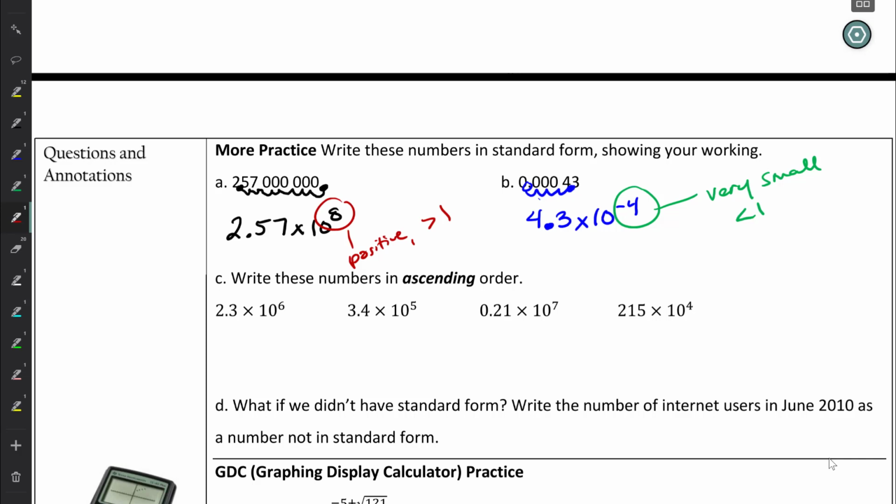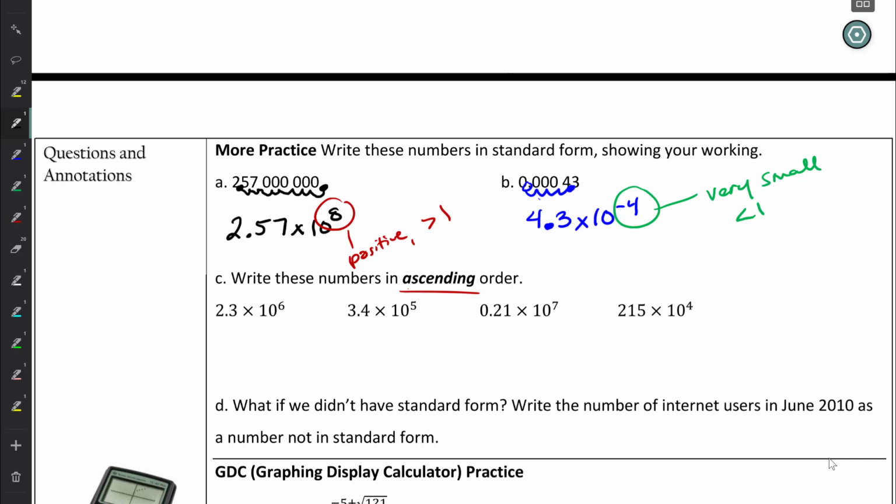Okay? Now, writing these numbers in ascending order, let's go ahead and try and figure out what that means. Ascending means going from smallest to biggest. So look for, first off, which one is going to be the smallest number. That's going to be a little bit tricky because these are not all in standard form. This is why we want standard form, because we want to be able to have quick comparisons with all of these numbers. So let's first off double check and see which ones are in standard form.